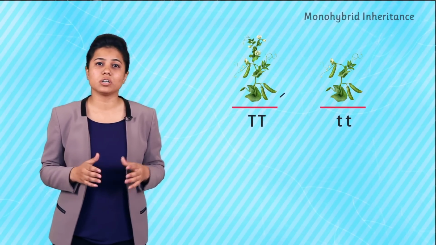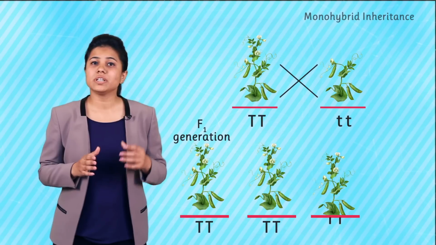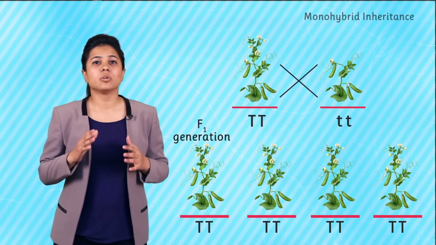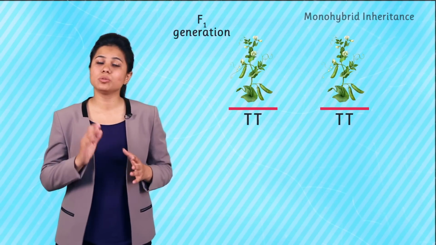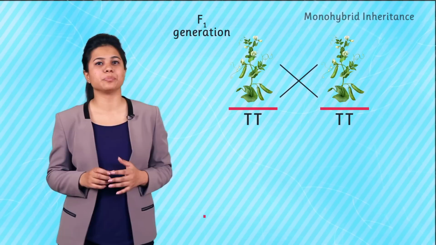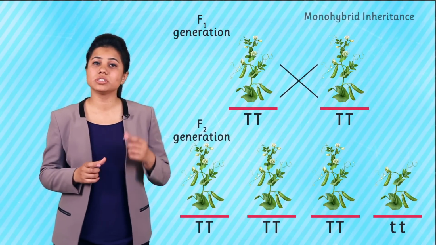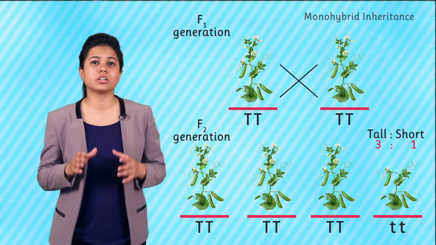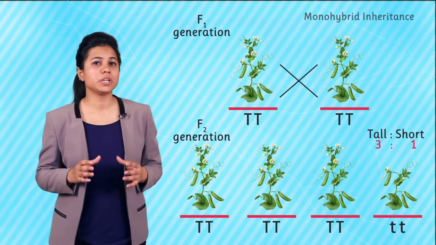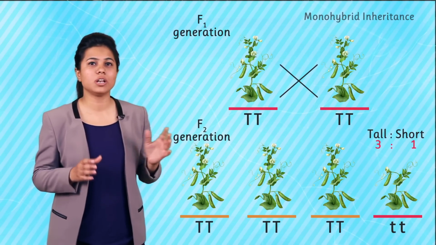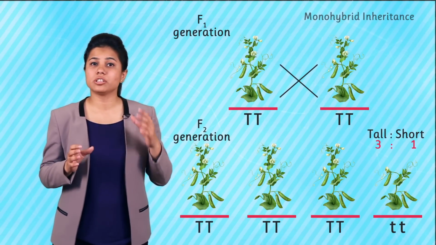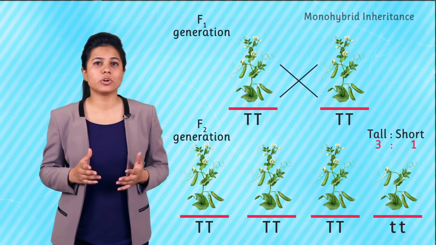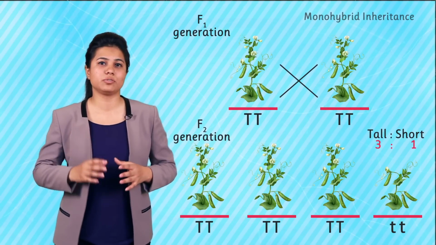So, when he crossed these two plants, he observed that in the first filial generation, or the F1 generation, all the plants were tall. He then took two plants from the F1 generation and crossed them. He observed that the plants produced in the second filial generation, or the F2 generation, were tall and short in the ratio of 3:1, which means out of four plants, 3 were tall and 1 was short. He found that the dwarfness trait, which was lost in the F1 generation, surprisingly showed up in the second filial generation, or the F2 generation.